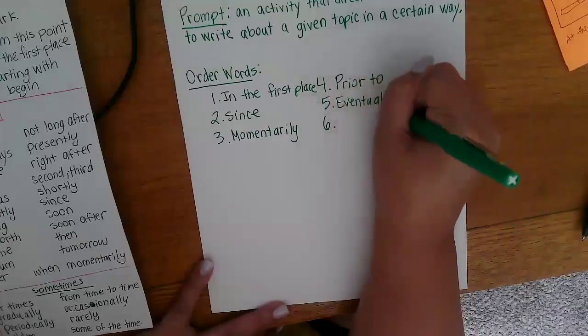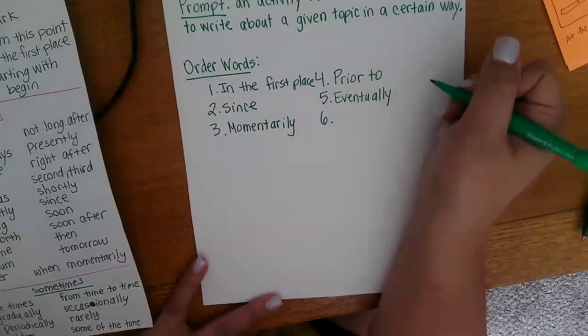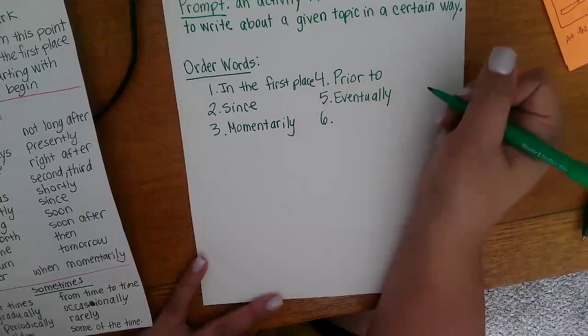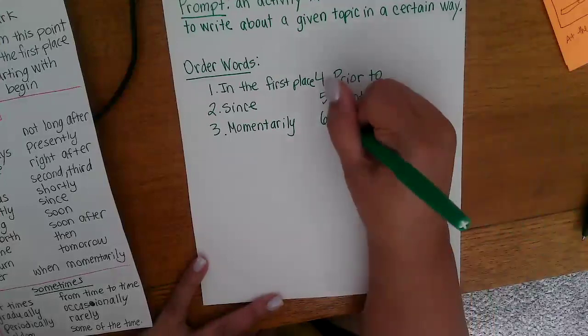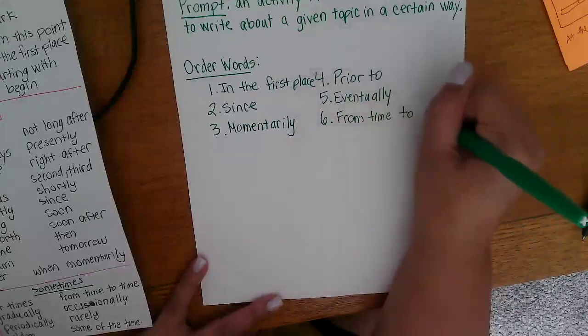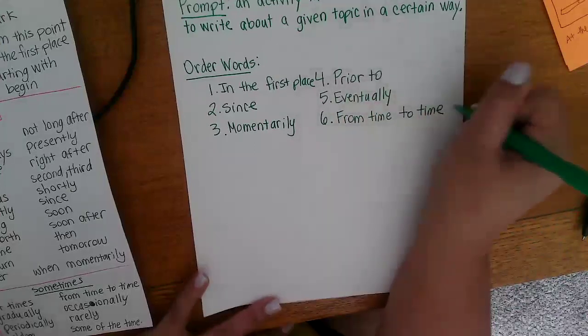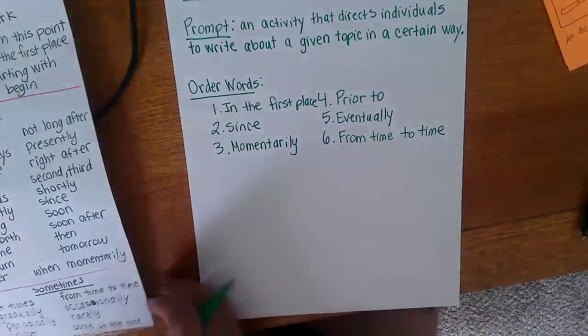because we want to sound a little sophisticated, right? We don't want to write like a first or second grader. We want to use vocabulary that is worthy of the grade that we're in, right? And then instead of sometimes, I'm going to put from time to time. Okay, these are my six words. You can have whatever six words you want.